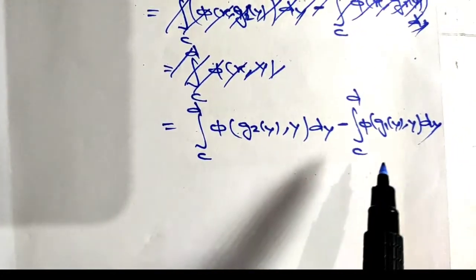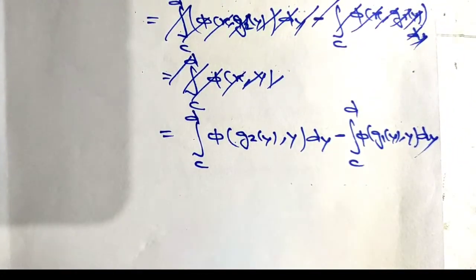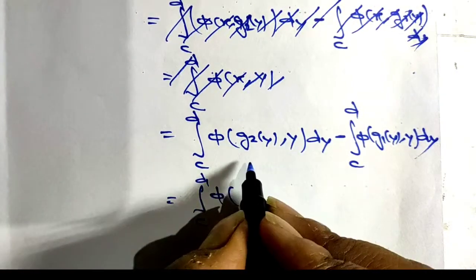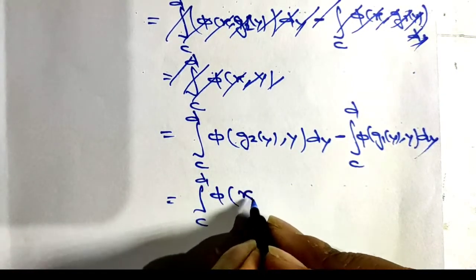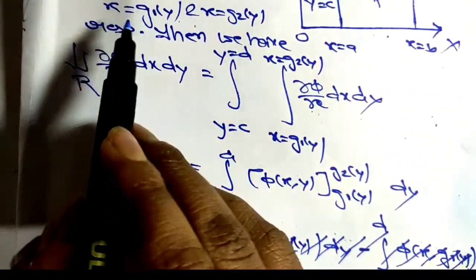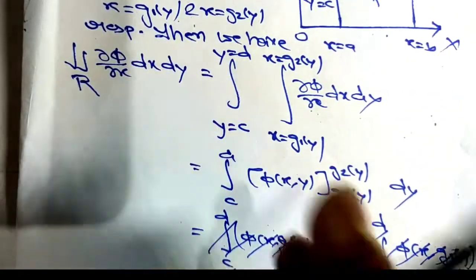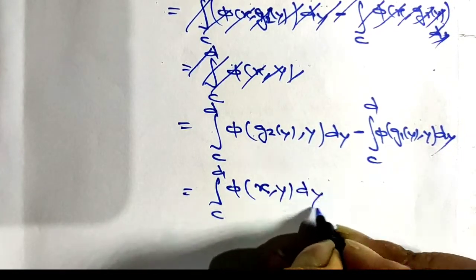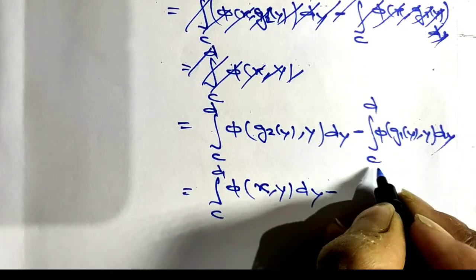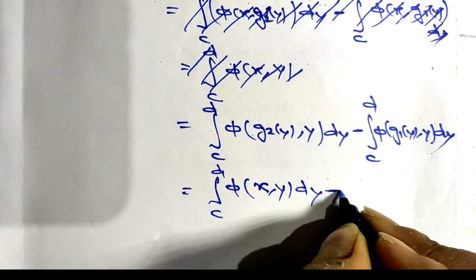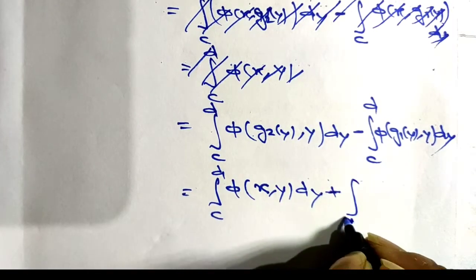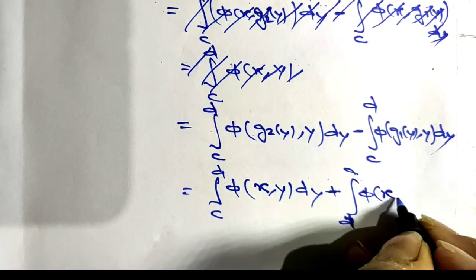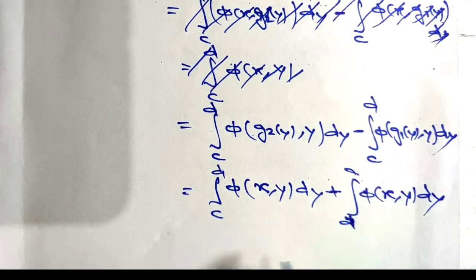Okay. Again we are going to change the order of the second integral. From c to d of φ. In place of g2(y) we can also write x, because we assumed it here: x equals this and x equals this. So this becomes φ(x, y) dy. After changing the limits to d to c, the minus minus becomes plus, and it becomes the integral from d to c of φ. In place of g1(y) we will write x, y, dy.